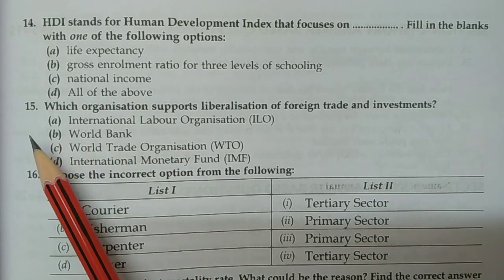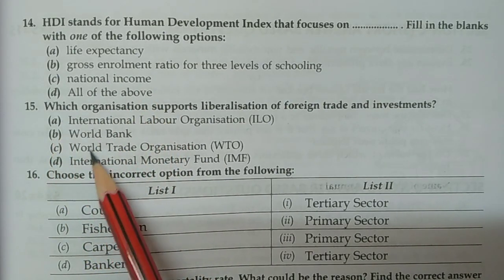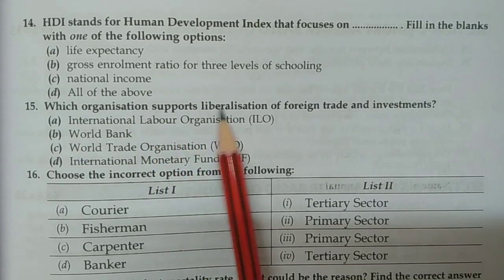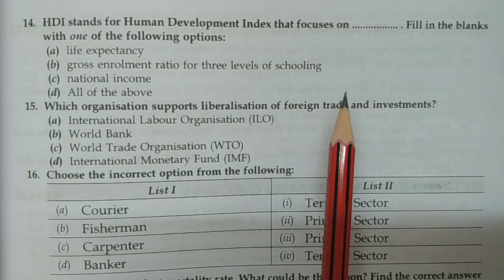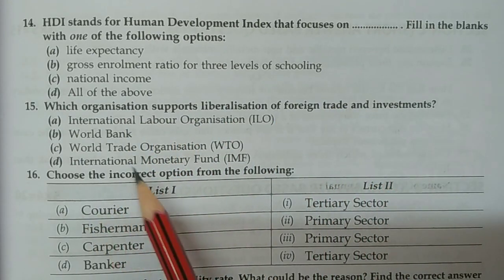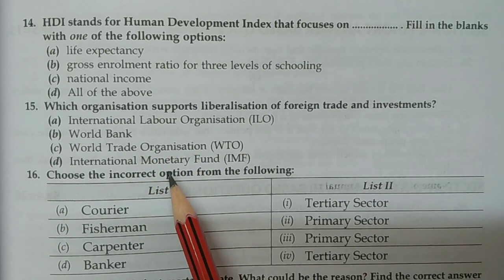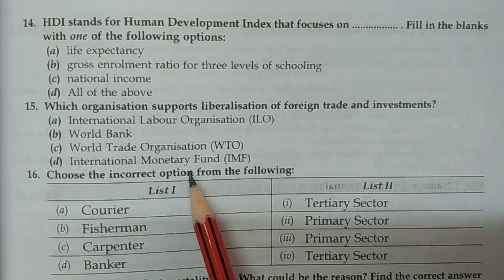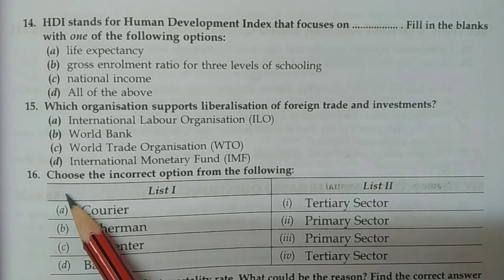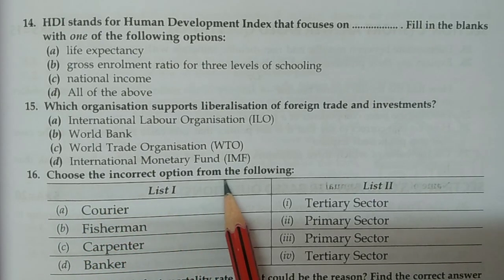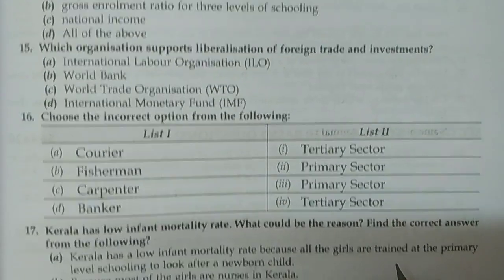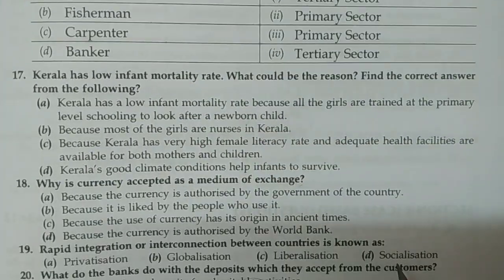Now it's question number 15. Which organization supports liberalization of the foreign trade and investment? So you have these 4 options and you can easily find the exact and correct answer from here. Question number 16. Choose the incorrect option from the following. So you have these 4 options given here and you have to find the exact and suitable answer which is here in this table.